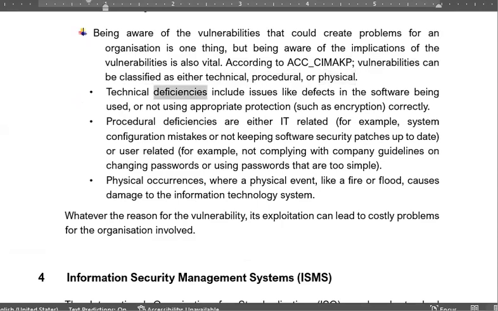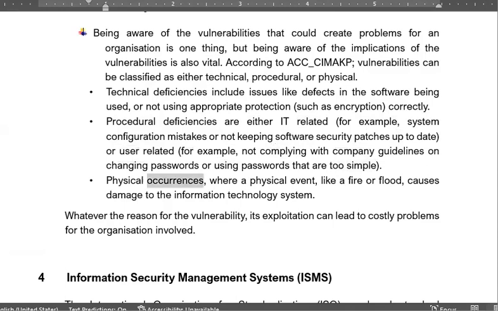Technical deficiencies include issues like defects in the software being used, or not using appropriate protection, such as encryption, correctly. Procedural deficiencies are either IT-related, for example, system configuration mistakes or not keeping software security patches up to date, or user-related, for example, not complying with company guidelines on changing passwords or using passwords that are too simple.